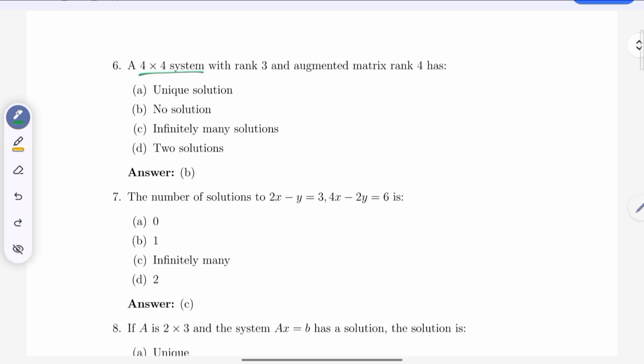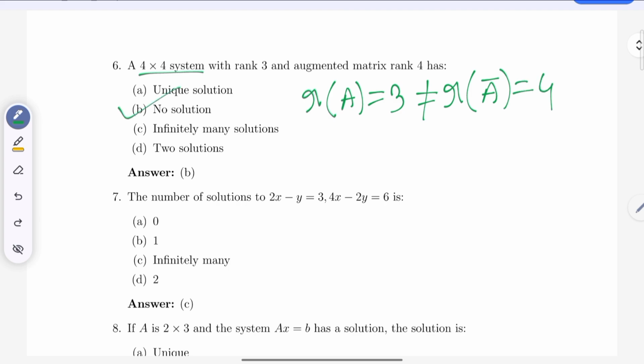Next question, a 4 by 4 system with rank 3 and augmented matrix rank 4. So rank of A equal to 3, which is not equal to rank of the augmented matrix, that is 4. So no solution will be there because the system is inconsistent. If consistent, then at least one solution will be there. If inconsistent, then no solution.